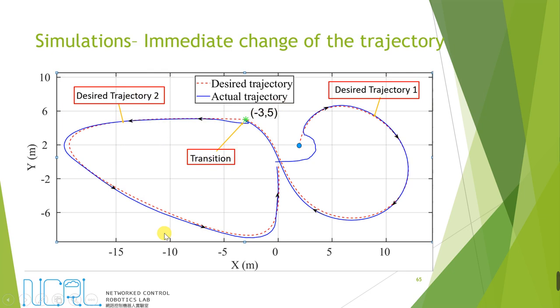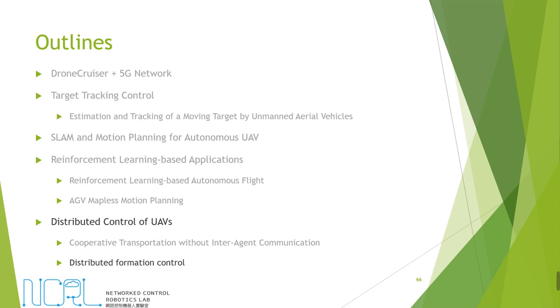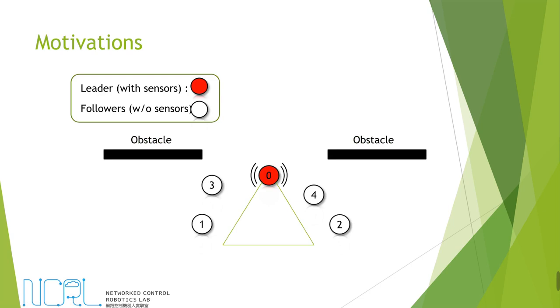Okay, the last one is the distributed formation control. The motivation is that there's one leader and four followers. The difference is similar to the previous case: the leader has more knowledge, for example, only the leader has a sensor, but the followers don't have any sensor to sense the environment. And the leader also knows where to go because the trajectory is provided by the users.